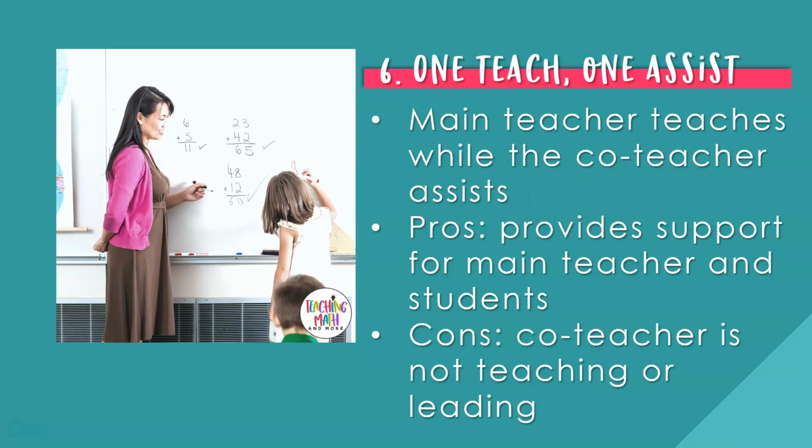Co-teaching strategy number 6, one teach, one assist. One teacher acts as the main teacher while the other assists and supports the learners. The co-teacher assists by monitoring student work, addressing behavioral issues, answering student questions, distributing materials, or asking the lead teacher to clarify any developing student misconceptions.